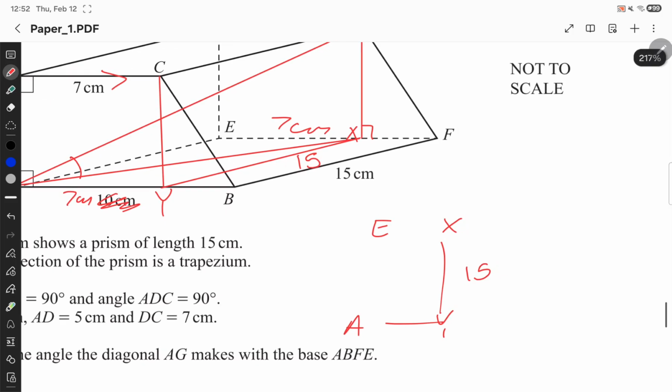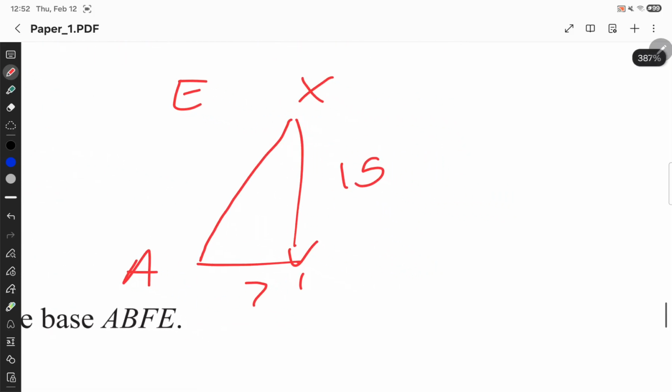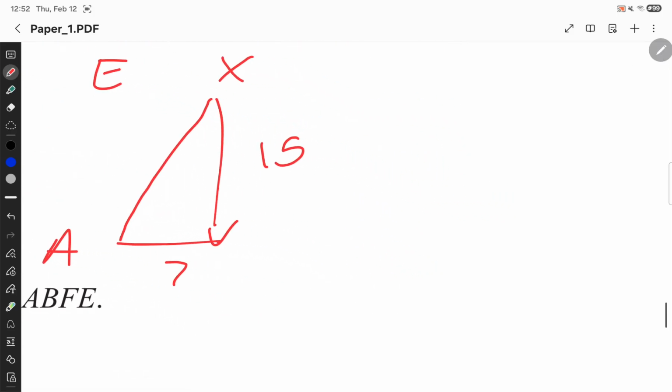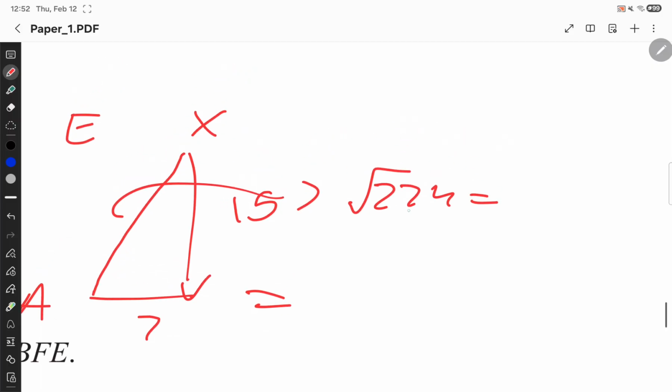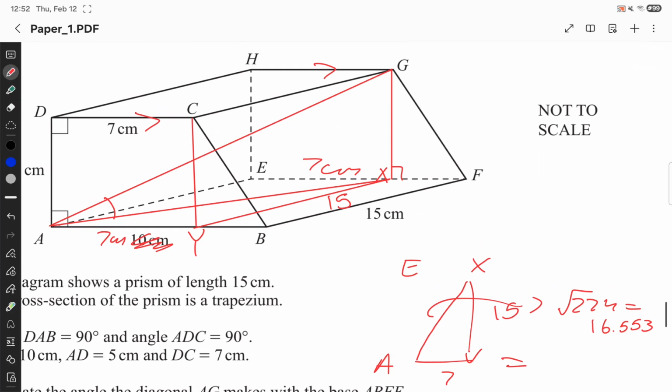Now this will be Y, AY is equal to 7, and this hypotenuse is what we need to find. Okay, so let's just use our good friend Pythagoras to do so. So this is square root 15 squared plus 7 squared is equals to root 274, which I will approximate to 16.553, 3 decimal places. Okay, so we found this, we found AX finally.